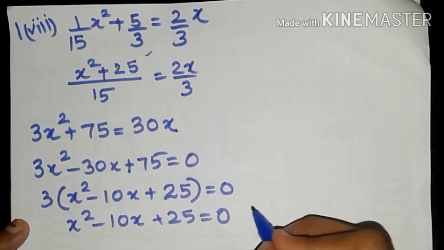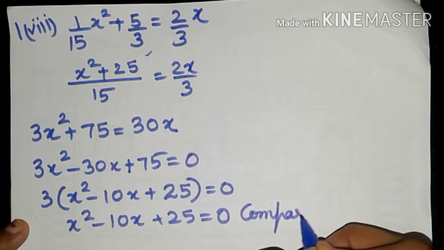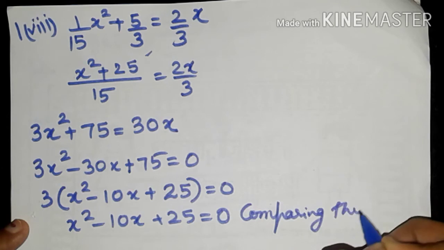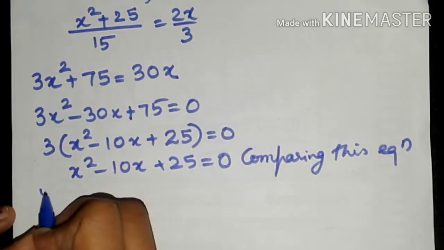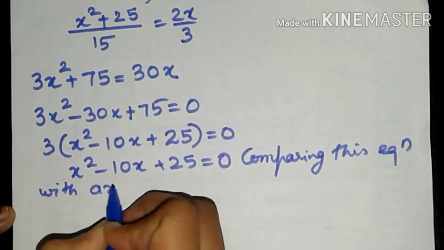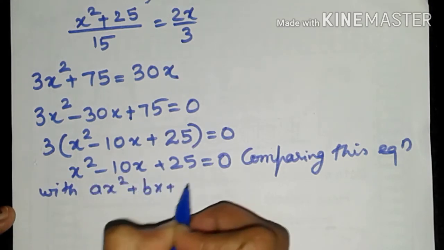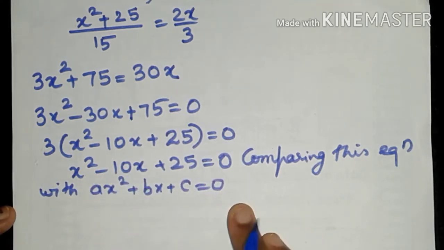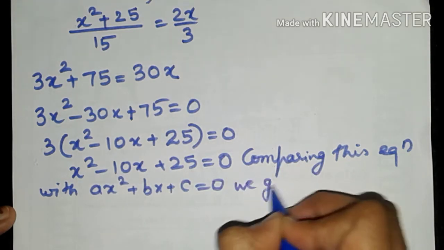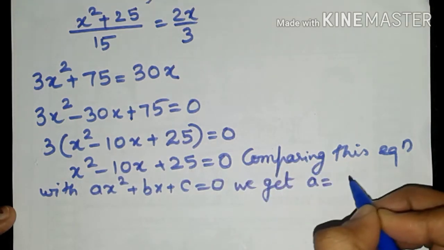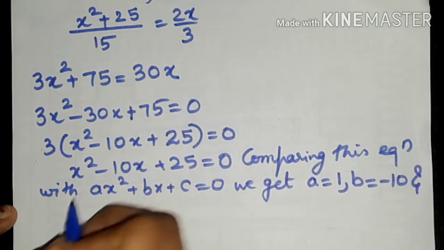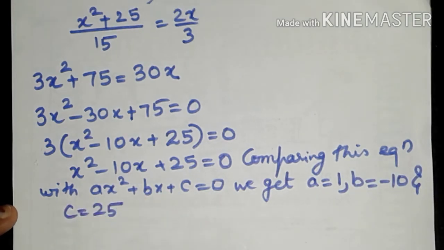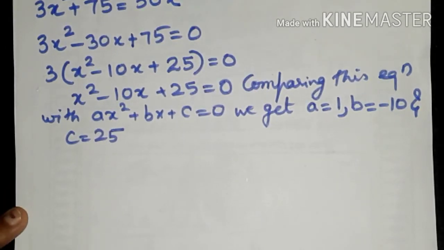This I'm going to compare. So comparing this equation with what equation? This one, ax square plus bx plus c equal to 0. What will I get? I will get the values of a as 1, b as minus 10 and c as 25. Now, what is the next step?